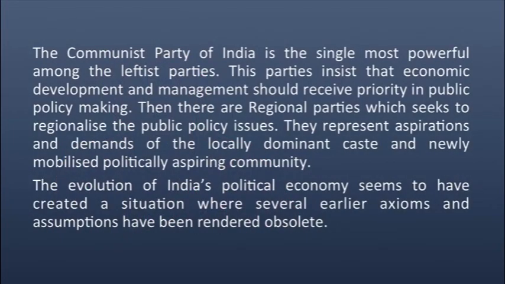The result is that aggregation of interest is not done through the party system in the area of public policies, and of late we see that with the emergence of coalition politics and coalition governments in the country, the policies and programs of the different sections of the society have to be taken together while deciding the policy formulation or making the policies in the country.